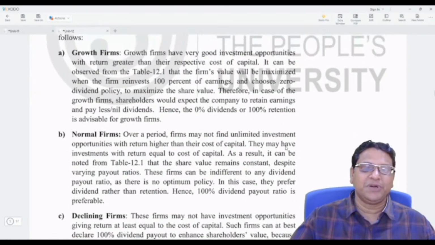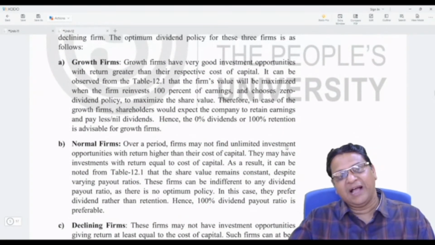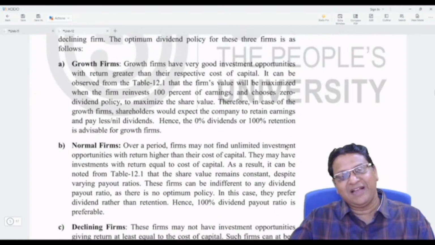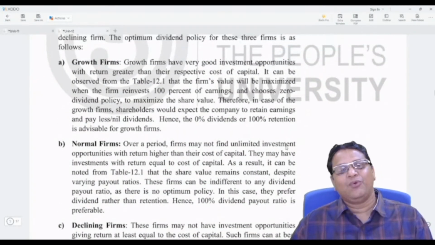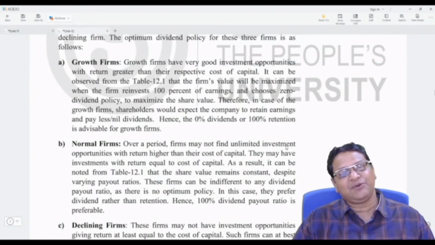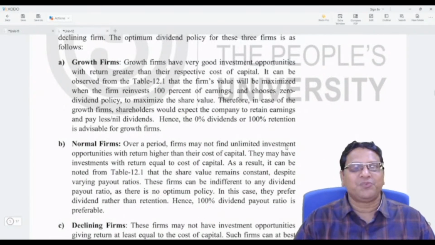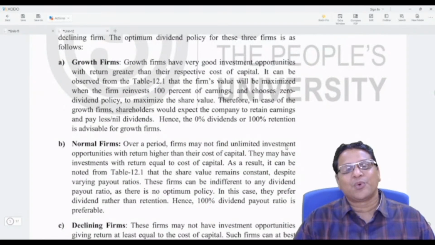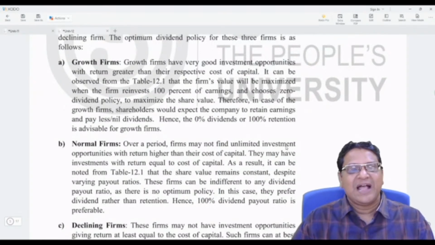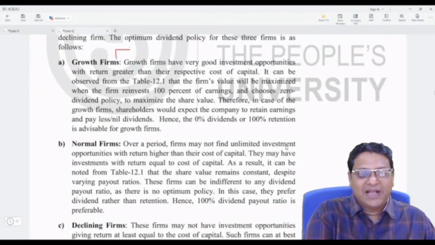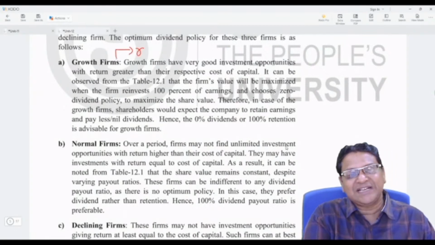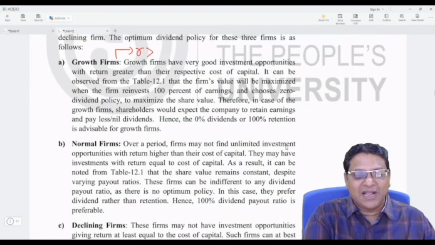So, what is the recommendation of Walter's model? I have already told you, Walter divided the firms into three categories. What are the three categories? The first category of firm is known as a growth firm. What is a growth firm? A growth firm is a firm where R is greater than K. What is R greater than K? R means the return generated in the business is greater than the cost of capital of the business.